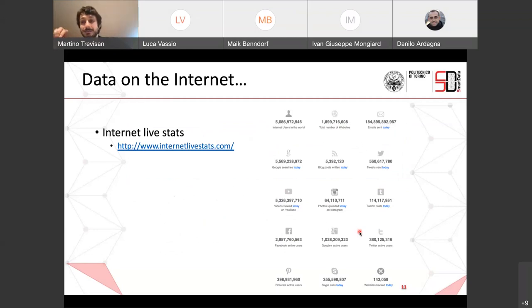Where does this data come from, the data on the internet? This data comes from very diverse sources. There is this nice website called Internet Live Stats, where you see in real time how much data is on the web. There are billions of internet users that make billions of searches, write millions of Twitter posts. There are millions of videos created on YouTube every day. And I mean, all this data on the internet is data created by people. So there is personal information there.